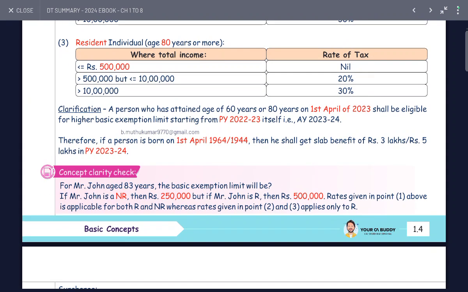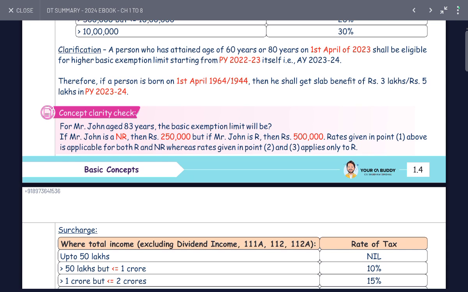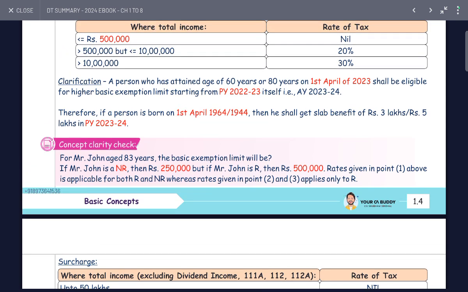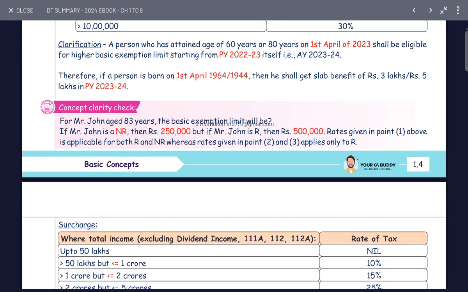Clarify: the person who has attained the age of 60 or 80 on the 1st April shall be eligible for the higher basic exemption. If he attained the age of 60 or 80 on the 1st April 23, then the basic exemption limit applies starting from the previous year itself of the assessment year. Therefore, the person born on 1st April 1964 shall get a slab benefit of 3 lakhs and 5 lakhs.